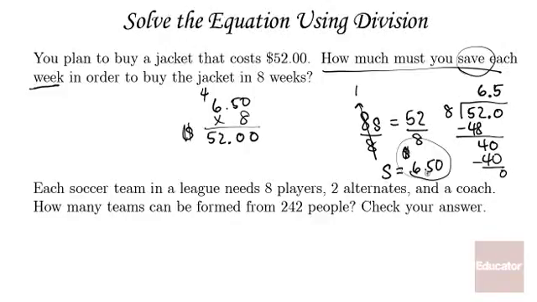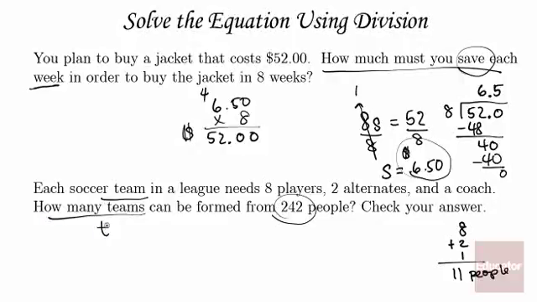Each soccer team in a league needs 8 players, 2 alternates, and a coach. How many teams can be formed from 242 people? Check your answer. Well, let's first check out how many people are on the team. We have 8 players plus the 2 alternates plus 1 coach. That gives me 11 people. The total is 242.